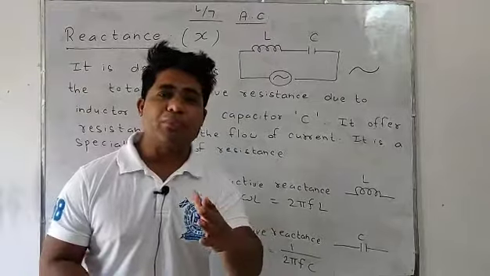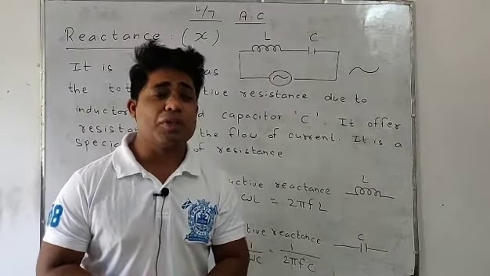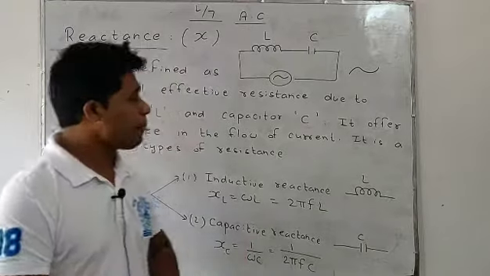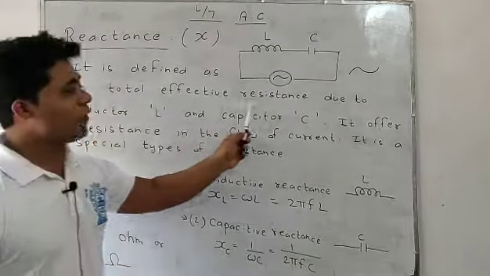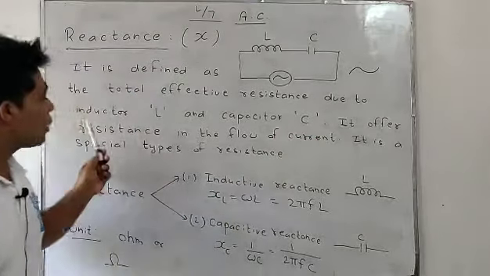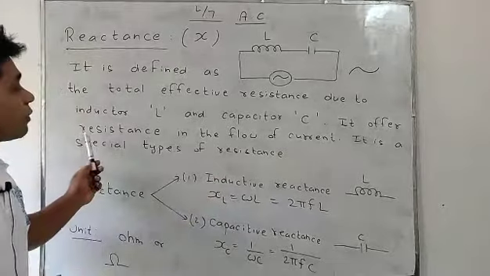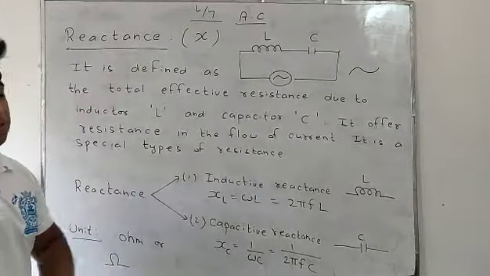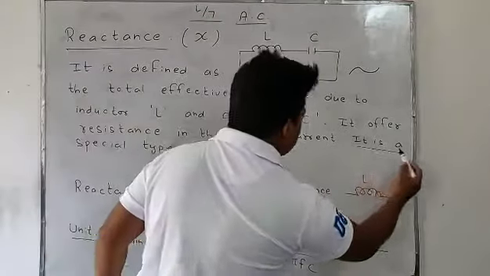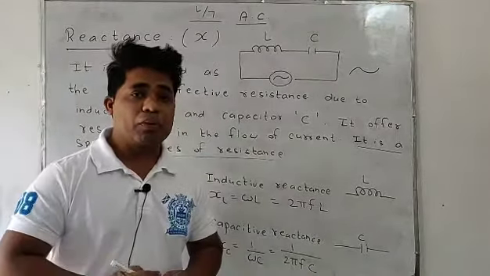Actually, reactance is a special type of resistance which offers resistance in the flow of alternating current. It is defined as the total effective resistance due to inductor L and capacitor C. It offers resistance in the flow of current. The important thing is that it is a special type of resistance for alternating current.